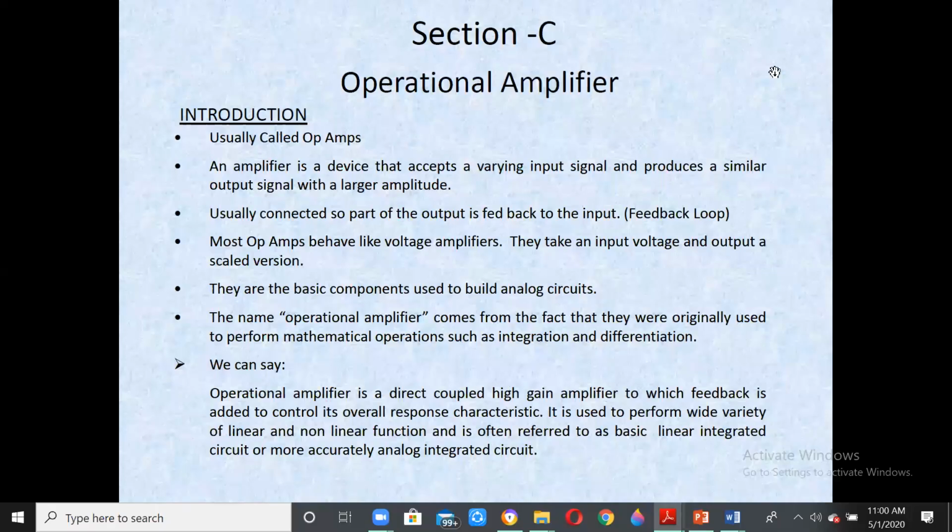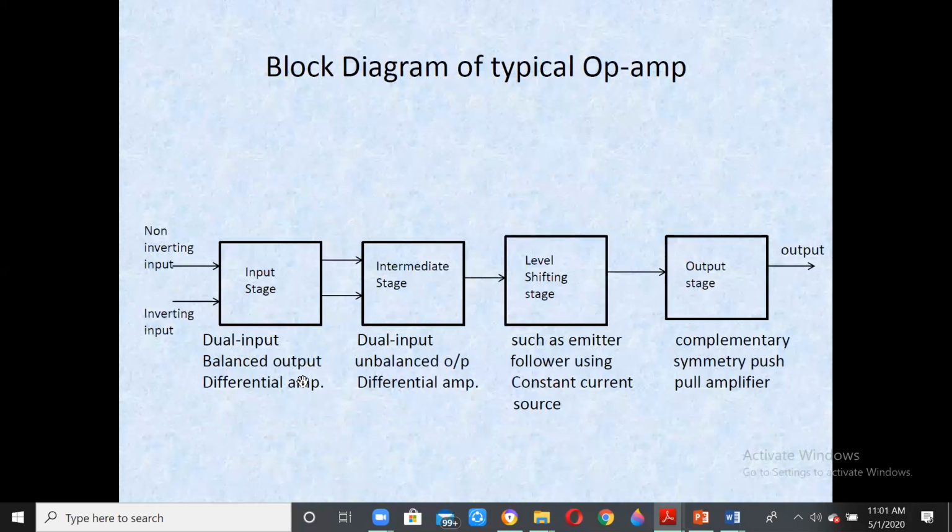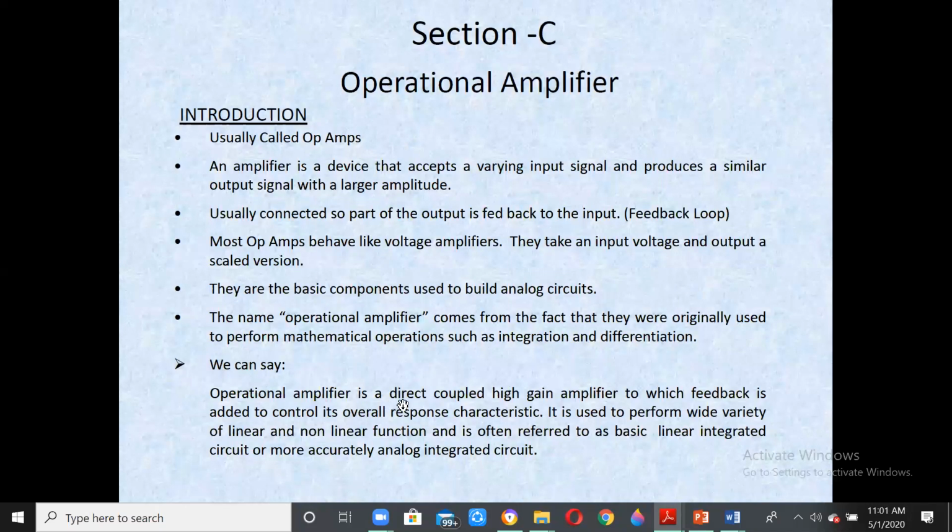So first we are going to discuss the basics of the operational amplifier. What all these other things are is not important for us. The basic thing which is important is over here. This clearly shows us that the operational amplifier is a direct coupled high gain amplifier to which feedback is added to control its overall response characteristic. Okay, this is the basic definition.